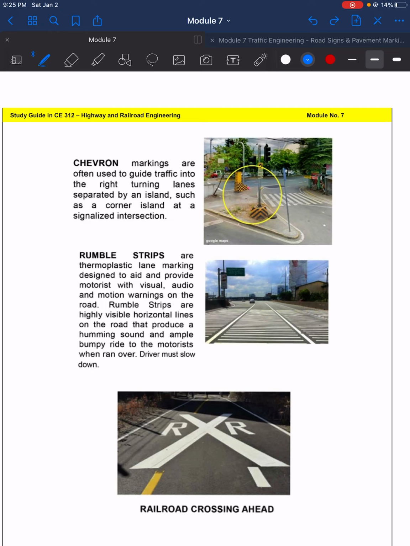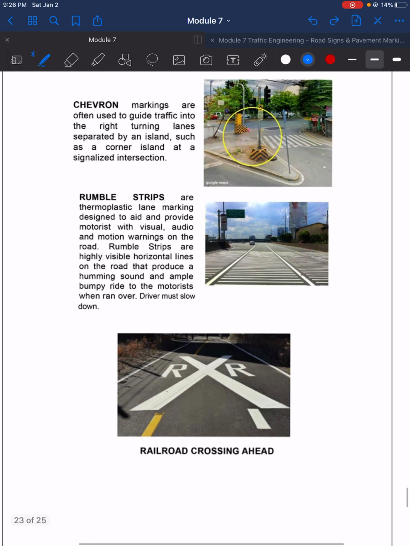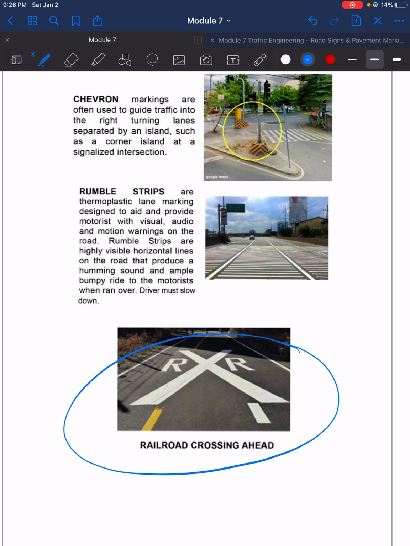Rumble strips are thermoplastic lane marking designed to aid and provide motorists with visual, audio, and motion warnings on the road. Rumble strips are highly visible horizontal lines on the road that produce a humming sound and a bumpy ride to the motorist when run over. This means driver must slow down. Rumble strips. Railroad crossing ahead. So when you see these markings on the road, be aware that there is a railroad crossing ahead.